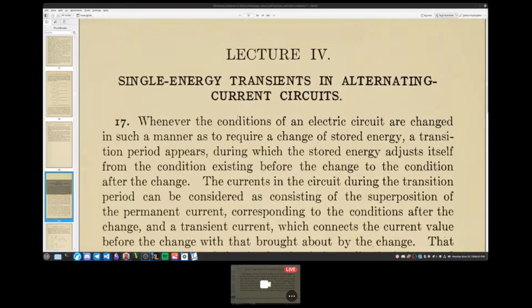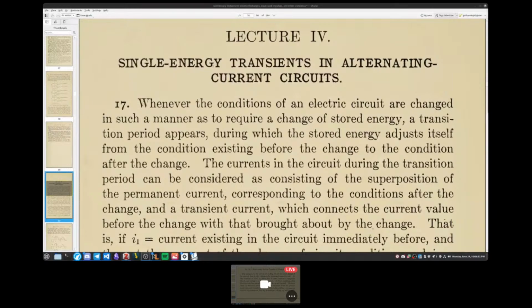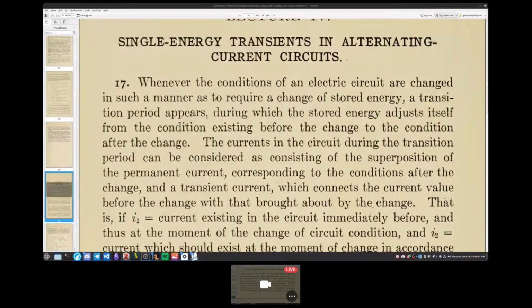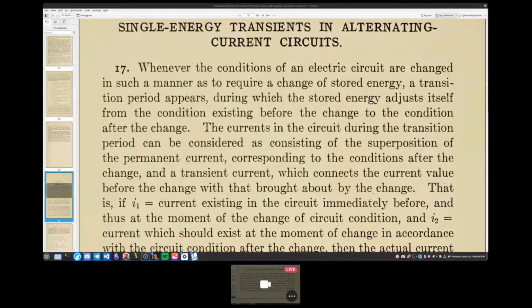Lecture 4: Single energy transients in alternating current circuits. Whenever the conditions of an electric current are changed in such a manner as to require the change of a store of energy, a transition period appears during which the stored energy adjusts itself from the conditions existing before the change to the conditions after the change.